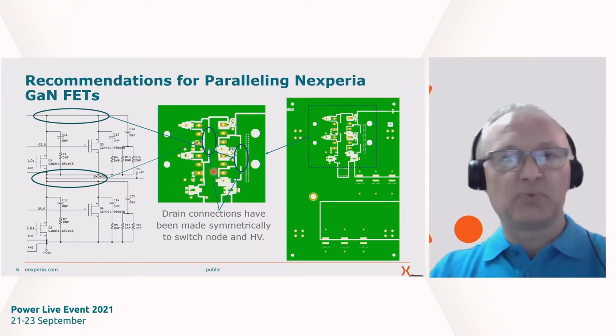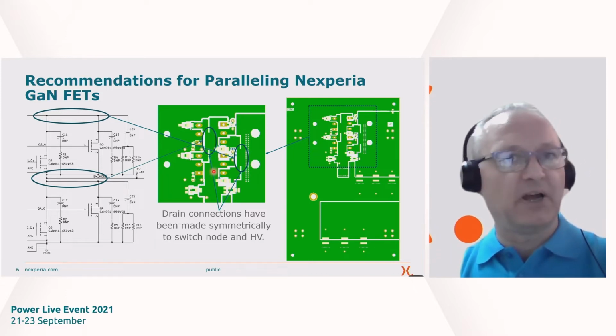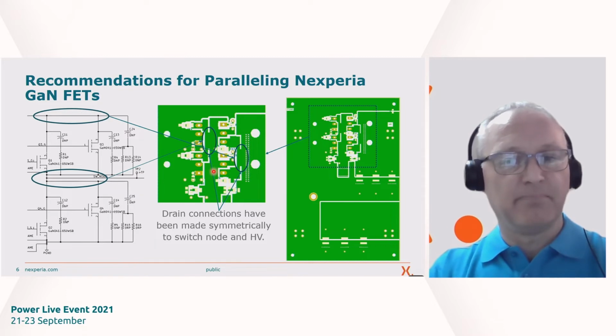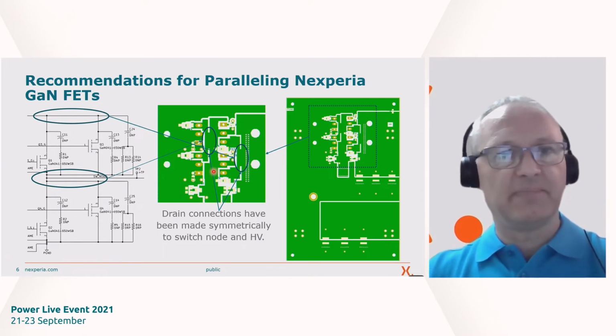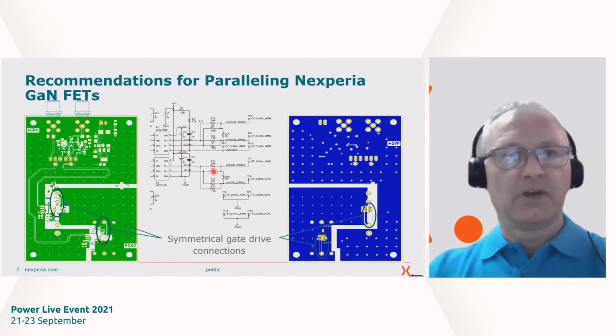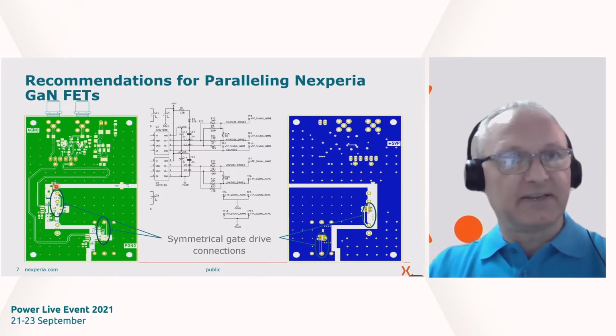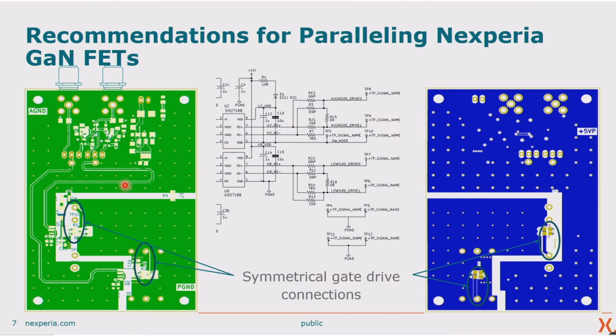This is because we want to have the current flowing equally and as balanced as much as possible between the devices. Next, we're going to look at the driver PCB. On the left-hand side, we have the top layer of the driver PCB. On the right-hand side, we have the lower side of the PCB. And in the center, we have the schematic.